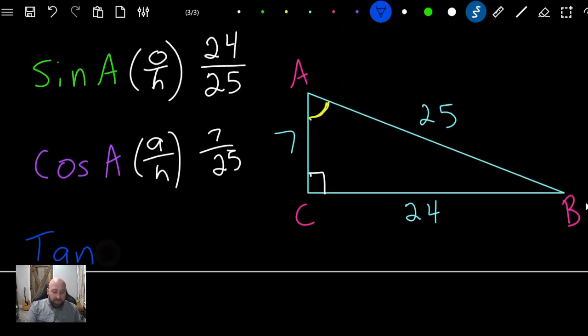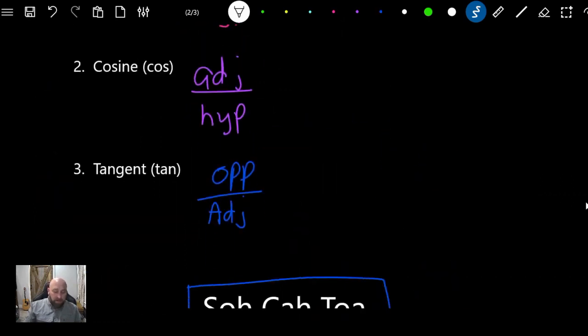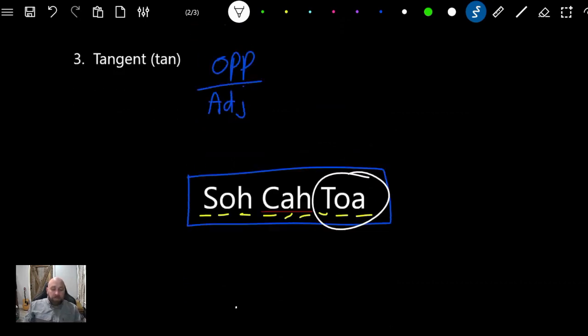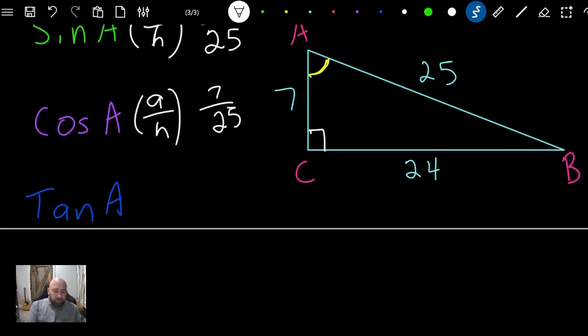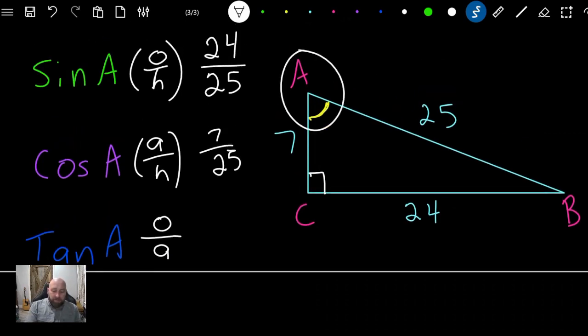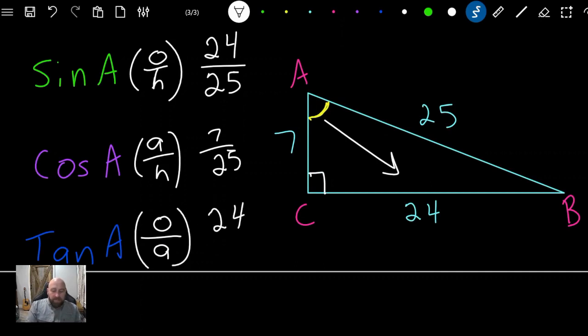The last one is tangent. We want the tangent of A. If we go back up here to where it was, remember this one is TOA, so this is opposite over adjacent. So we'll go opposite over adjacent. What's the opposite? Remember, A is still our reference angle. We haven't changed that yet. So the opposite is 24, and the adjacent is going to be 7. 24 over 7. Check that for being able to reduce it. You can't reduce it, and so that would be your answer.